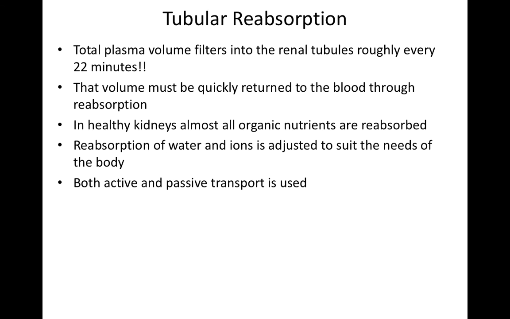So in good functioning, healthy kidneys, we should get back pretty much all of our organic nutrients, so glucose, things like that. We should reabsorb water and ions based on the physiological needs of the body at the time. We're going to use active transport, we're going to use passive transport. There's a whole bunch of things going on here in the proximal convoluted tubules.